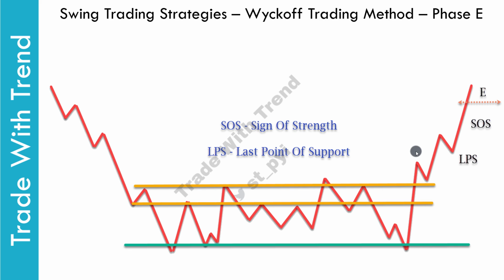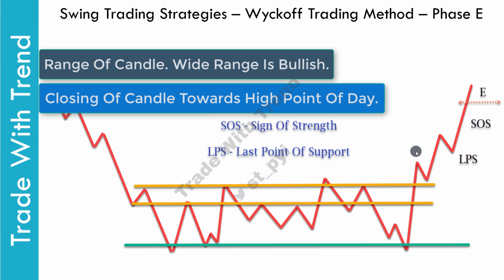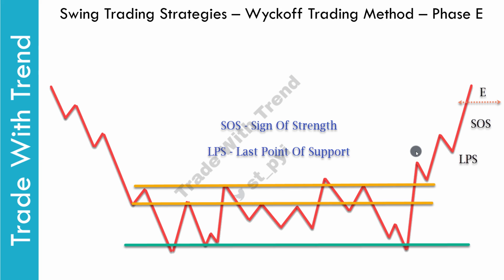Now, assessing the strength of the trend in this phase is extremely crucial. Take note of three things mainly. Number one, range of the candle. Number two, closing of the candle towards the high point of the day. And number three, tail section of the candle. All these are subtle signs of demand and one must pay attention to these in order to determine the probability of the trend continuing. If you spot a lot of sign of strength candles along with last point of support price action, then odds are high that the up move has begun and price will move higher with momentum.